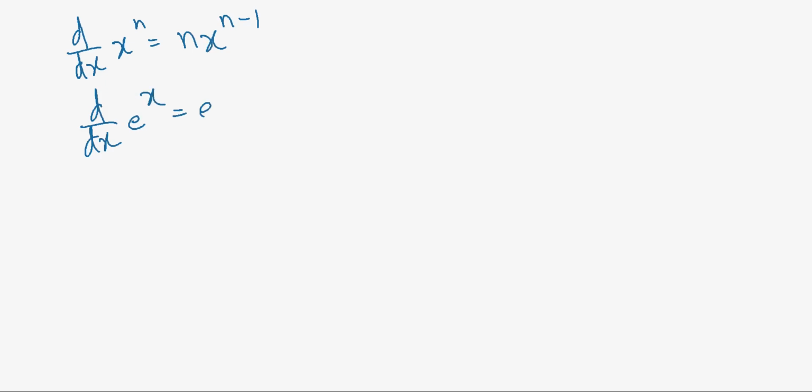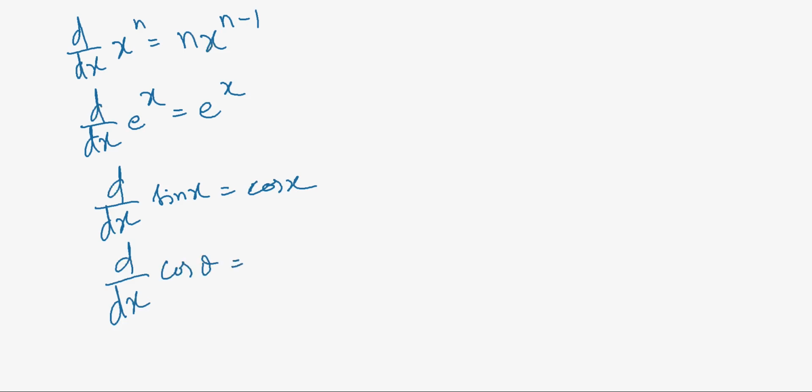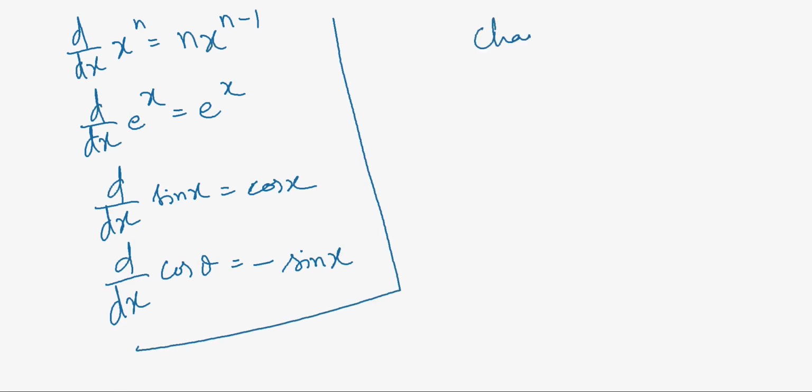Okay, uncle. So that is what I said, the very first list: d by dx of x power n is n x raised to the power of n minus 1. And d by dx of e power x is e power x itself. d by dx of sin x is cos x, and d by dx of cos x is minus sin x. That's it.